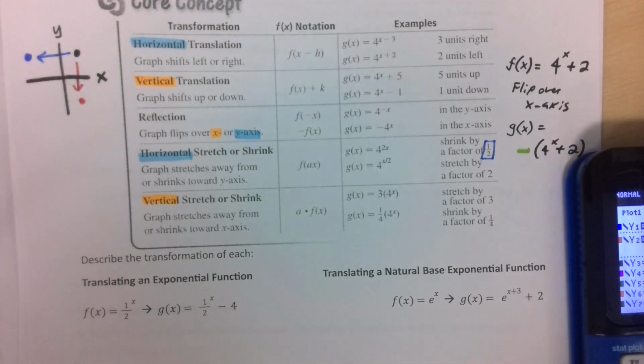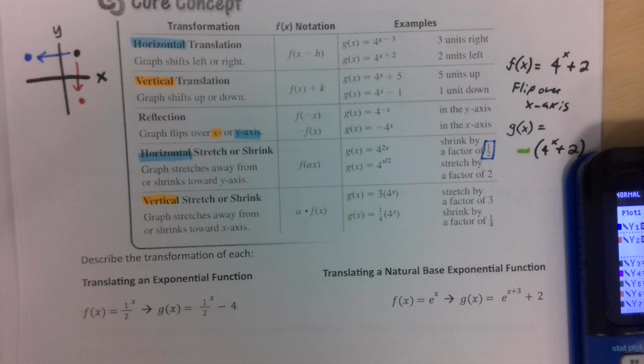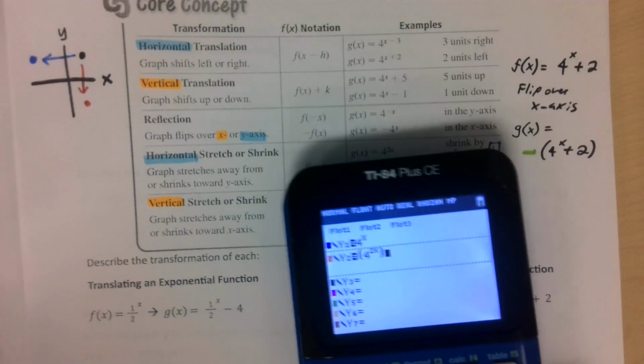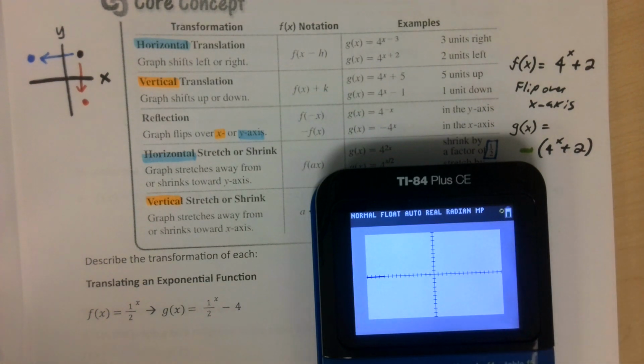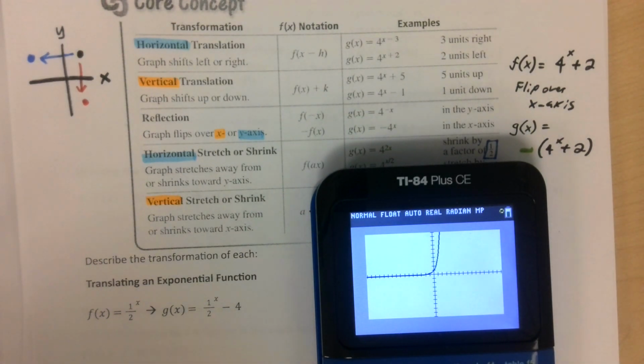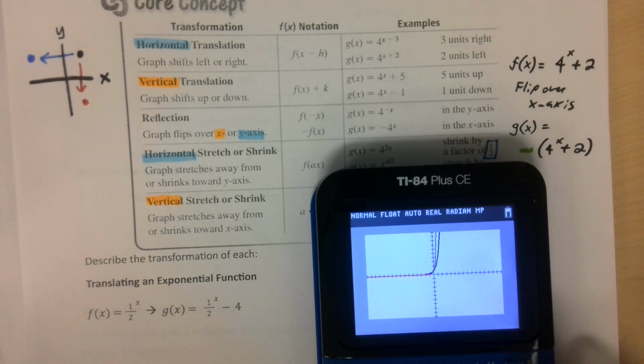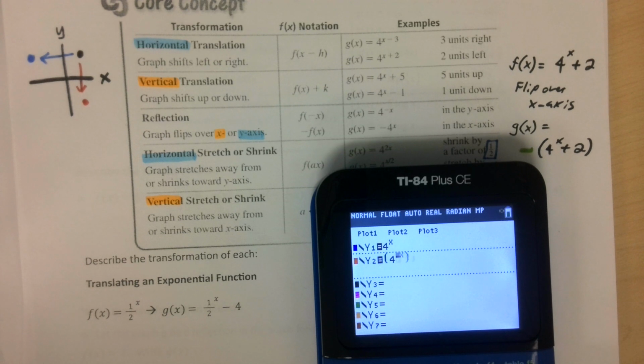So, if we wanted to shrink by a factor of 1/2, it means that we're multiplying our x by the opposite of 1/2, 2. If we graph it, this should be a horizontal shrink. It should be scrunched up horizontally, and it is. So that's for a horizontal shrink.